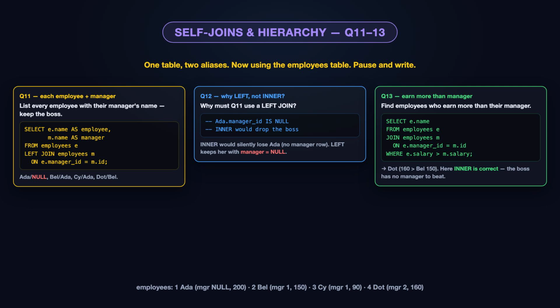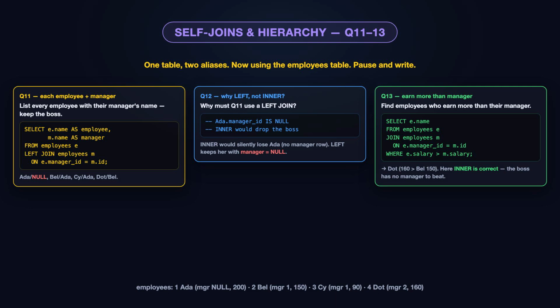Question 13, find employees who earn more than their manager. Pause and write it. Here you want an inner join, because an employee with no manager has nothing to compare against. Select e.name from employees e join employees m on e.manager_id equals m.id where e.salary greater than m.salary. The fourth employee earns 160 and her manager Bell earns 150, so she is the only one who qualifies.